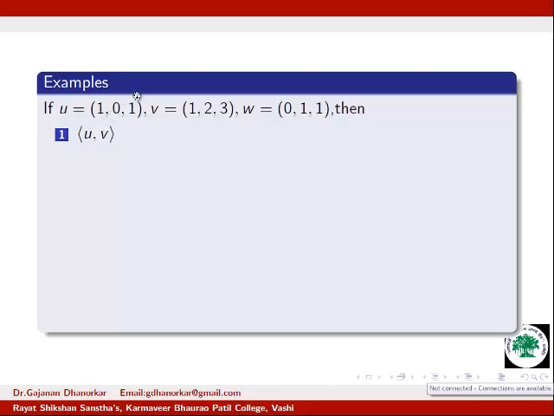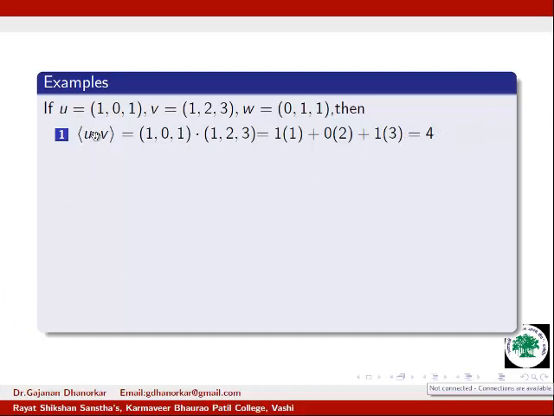How to find the inner product of U and V? We only have to take the dot product between U and V. When we take the dot product, we multiply the first component with the first component, plus the second component with the second component, plus the third component with the third component. Here this is 1 plus 0 plus 3, which is 4. So the inner product of U and V is equal to 4.